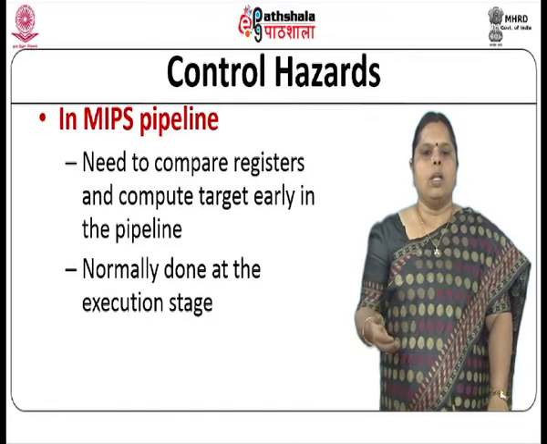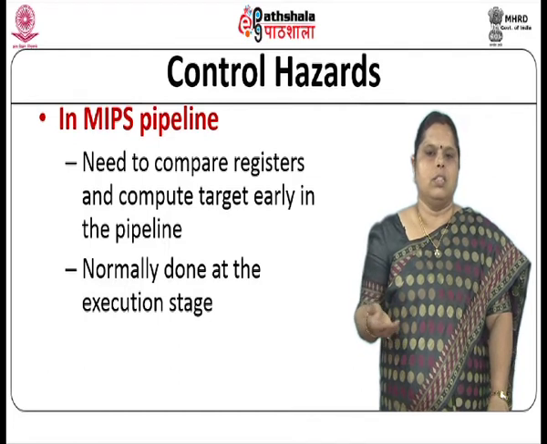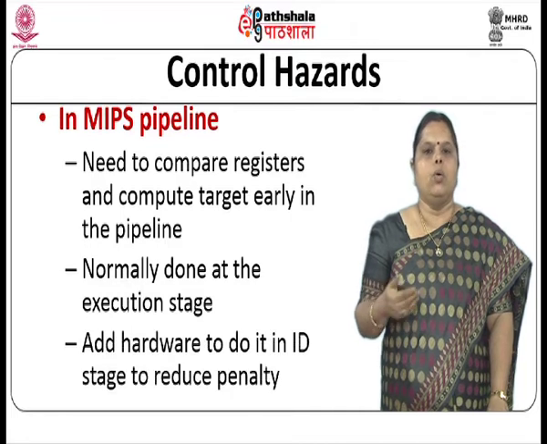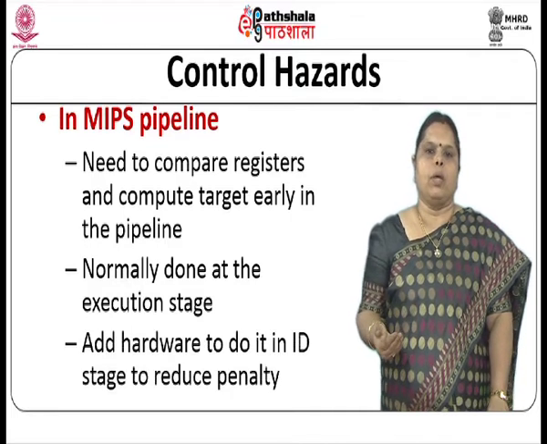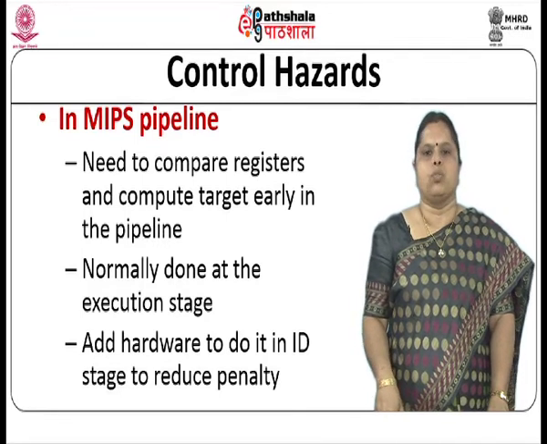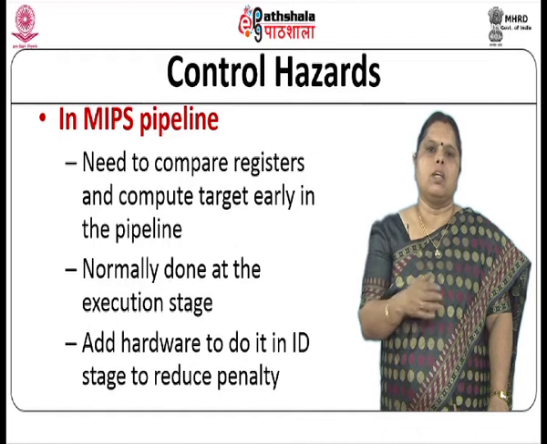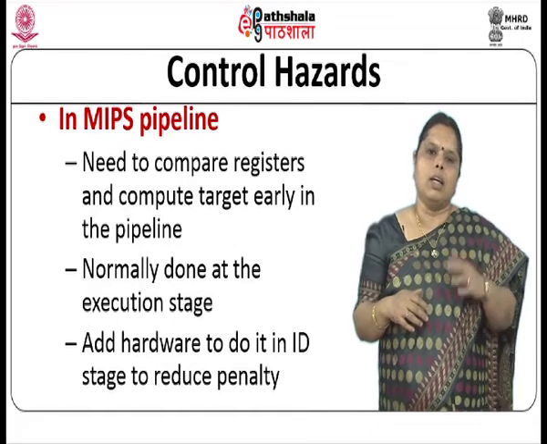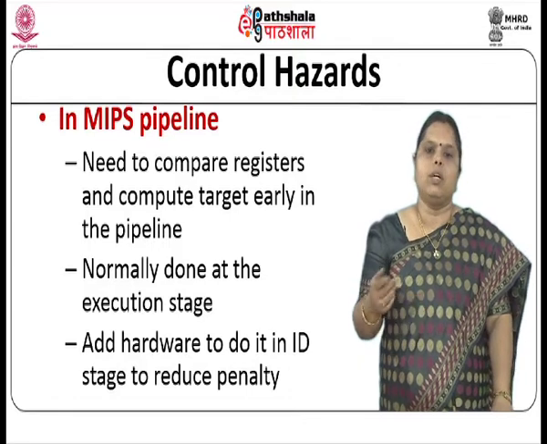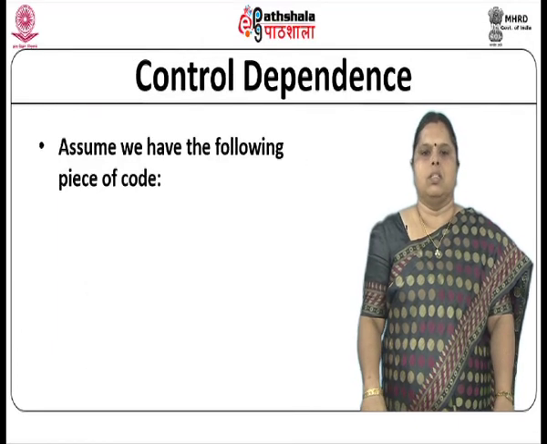This is normally done at the execution stage, which is the third stage of your pipeline, and your PC gets updated because of that. So you have a 3 clock cycle penalty that you will have to pay whenever you come across a branch instruction. If you have to reduce the penalty associated with branches, you will have to shift these operations of comparing registers and calculating the target address a little earlier in your pipeline. You can probably shift it to the ID stage. If it is shifted to the ID stage, then you can reduce the penalty associated with your branch instructions.